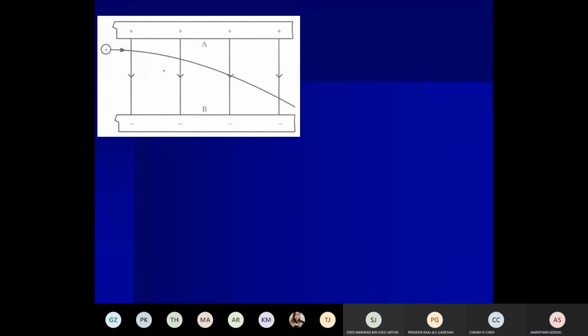What's the problem? You see the positive charge here. The positive charge is going in. Where's the direction of the force when it gets into the field? The force will be up or down.